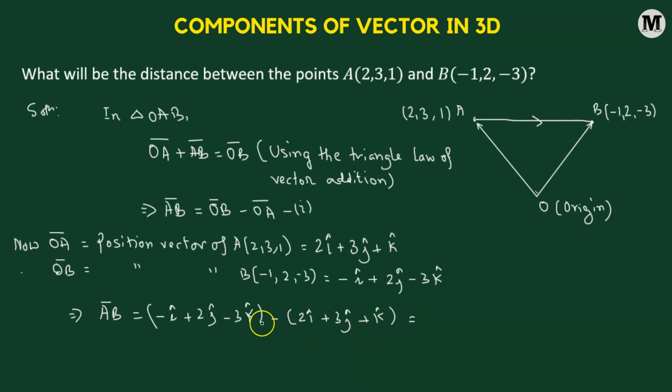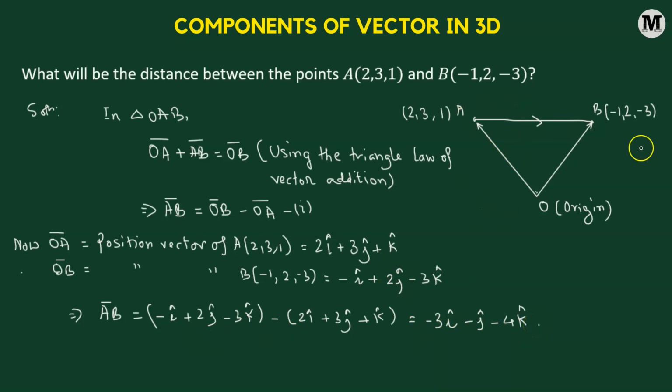Let's simplify this by combining the like terms. So we have -i cap minus 2i cap, so that's -3i cap. Then we have 2j cap minus 3j cap, so that's -j cap. We have -3k cap minus k cap, so that's -4k cap. So we have expressed the vector AB in terms of the unit vectors i cap, j cap, and k cap.